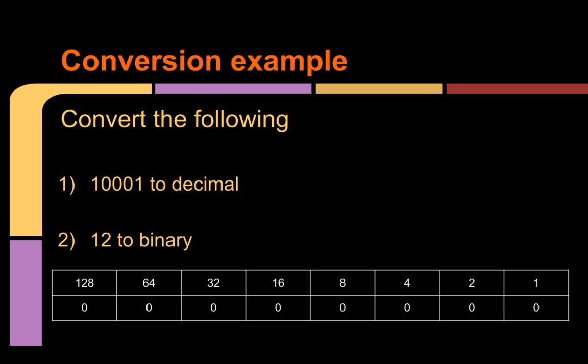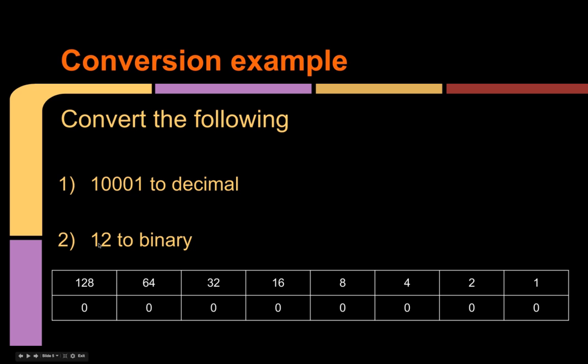So we're just going to do a quick conversion here. If I was to convert 10001 to decimal, I'd start at the 1 end, so we know there's a 1 under here. Then we go 3 zeros up and a 1 under the 16. So this one here is 17.